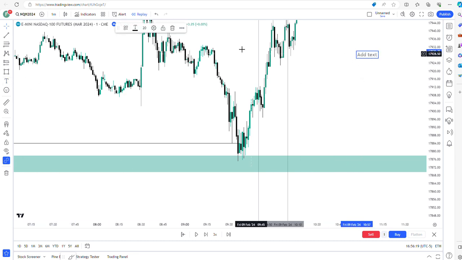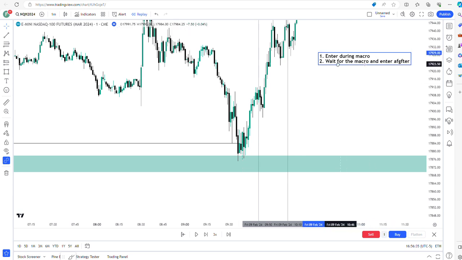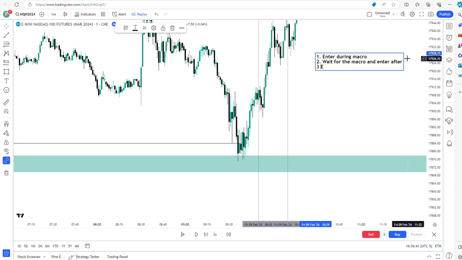So if you take your notes, there's 3 ways you can use a macro. Number 1 is you enter during the macro, right? If it gives you an opportunity. Number 2 is you wait for the macro and enter after. So for example, if the macro raids liquidity or does something important, you can then enter after the macro, targeting other points of liquidity. Or you can actually enter just before the macro, hoping or anticipating, right, that the macro will deliver.